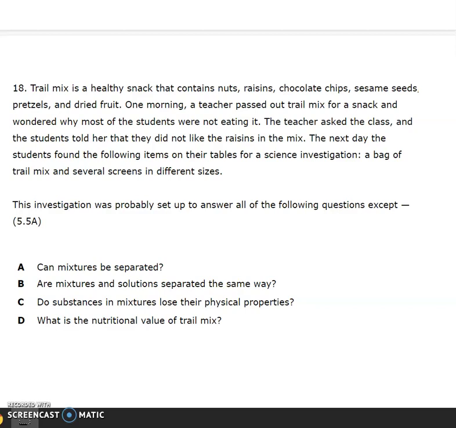This investigation was probably set up to answer all of the following except A. Can mixtures be separated? B. Are mixtures and solutions separated the same way? C. Do substances in a mixture lose their physical properties? Or D. What is the nutritional value of trail mix?